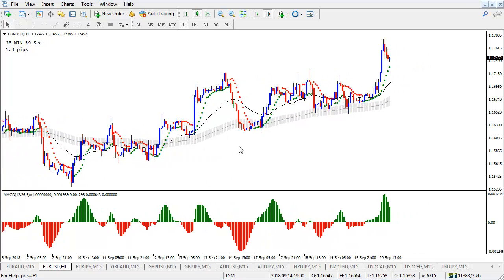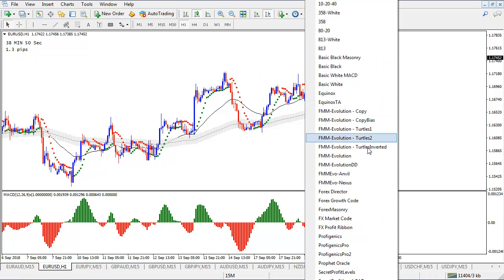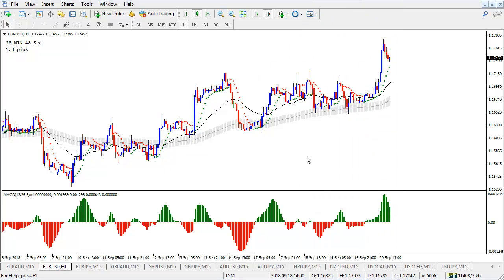And what we've got here is the template. This is the Forex Masonry template. I've got these in funny orders because of the way I've applied it. So if I go to the Forex Masonry, there we go. This becomes the template.